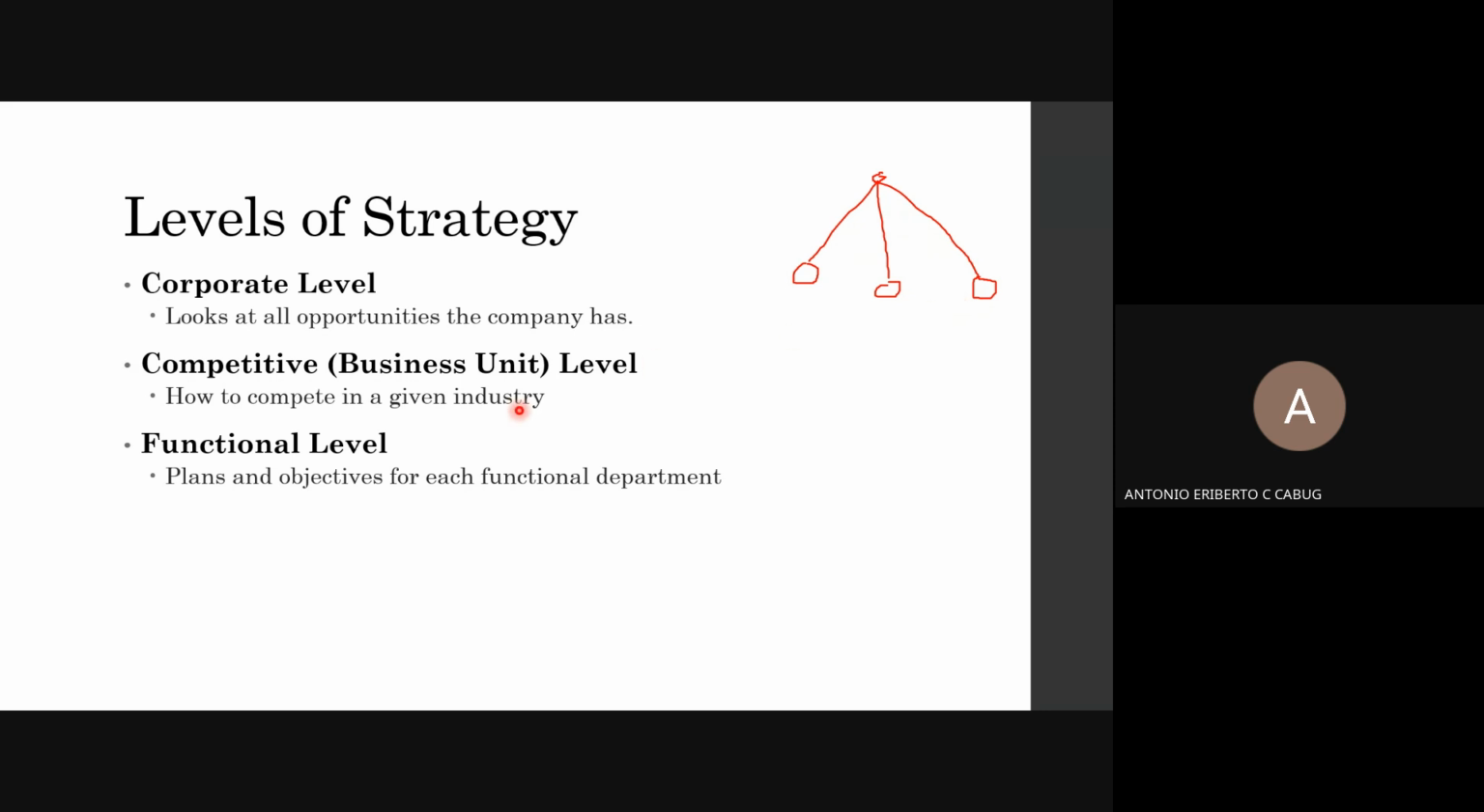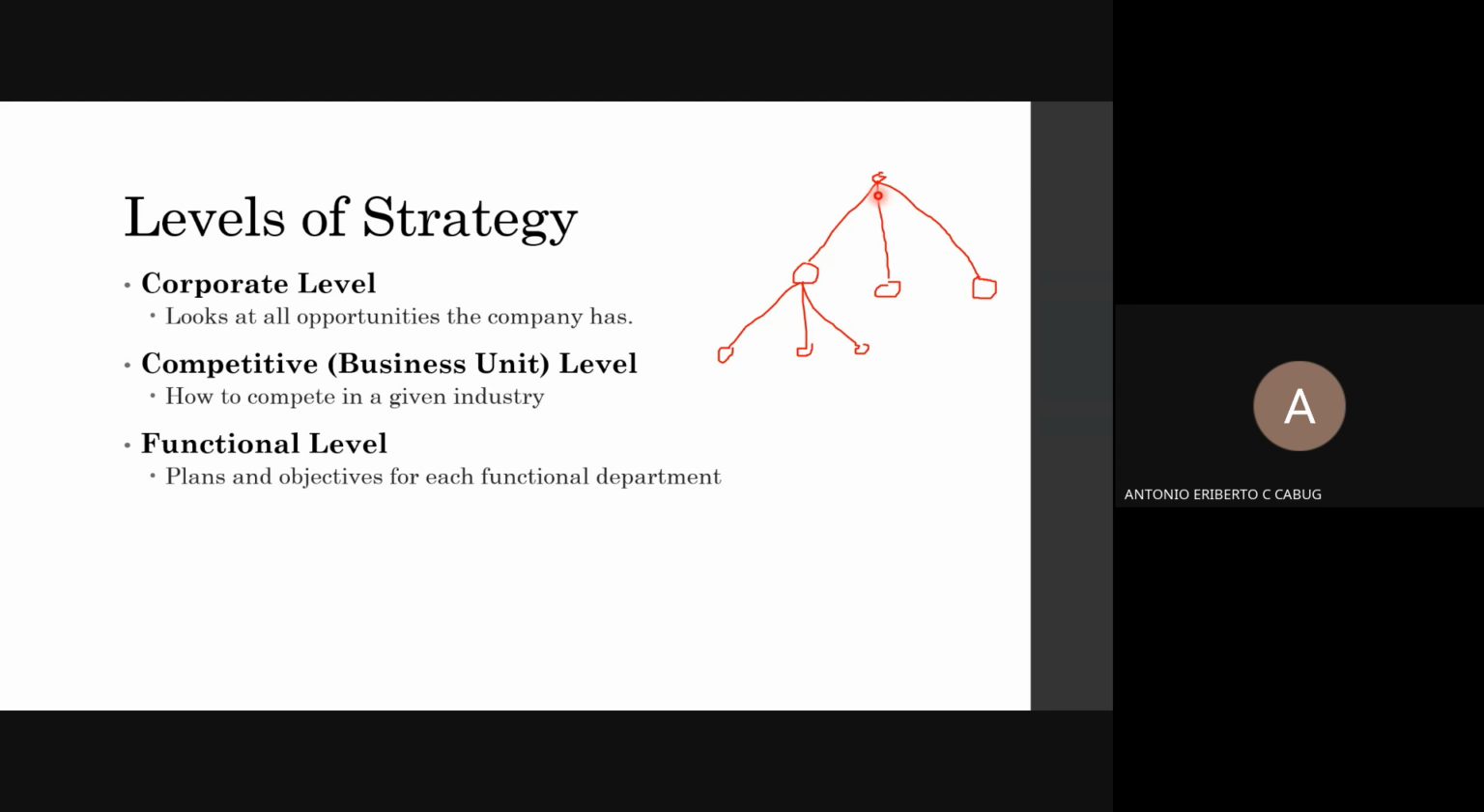We are going to be concerned at this level about the business unit or competitive level, how to compete in a given industry. And of course, each of those sub-unit or business unit level has different functions like marketing, operations, and finance. There are functional level strategies for each of those departments. Are we at the top of a multinational conglomerate? We are concerned about corporate level strategies. We look at all opportunities that the company has.